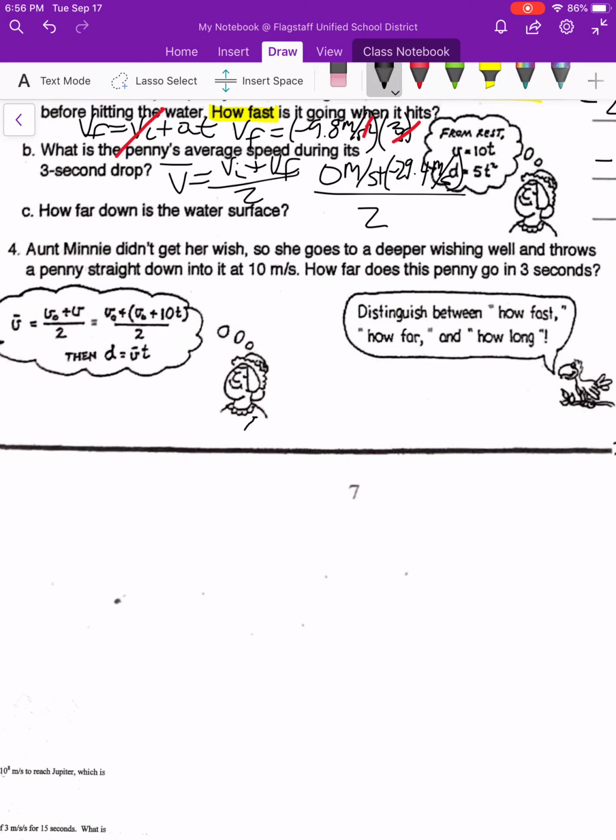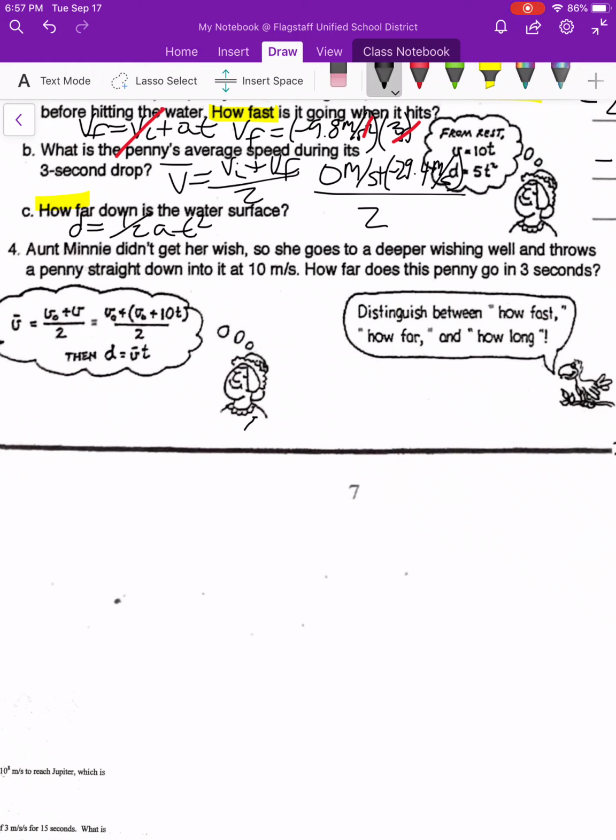All right, part C, how far down is the water? Okay, so I still know my V initial, my V final, my acceleration, okay, my time. I'm looking for how far, that's distance. Okay, so let's look at one of those distance equations. So I have D equals VIT plus 1/2 AT squared, but I know my V initial is 0, so that part should just cancel out, which leaves me with D equals 1/2 acceleration times time squared. Don't forget that square, okay?